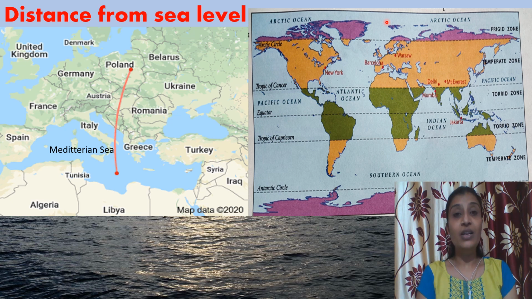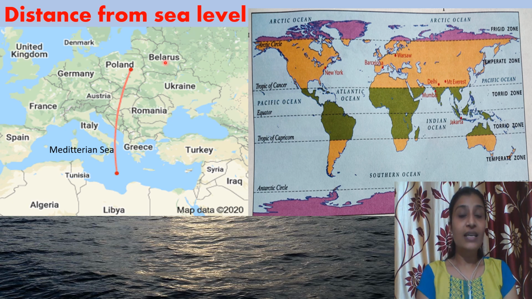Now children, we will move away from the equator, that is, to the temperate zone. Now children, in Spain, a city called Barcelona is near to the Mediterranean Sea, and Warsaw, which is in Poland, is far away from the sea. Now look at this map, children. You will understand it better.